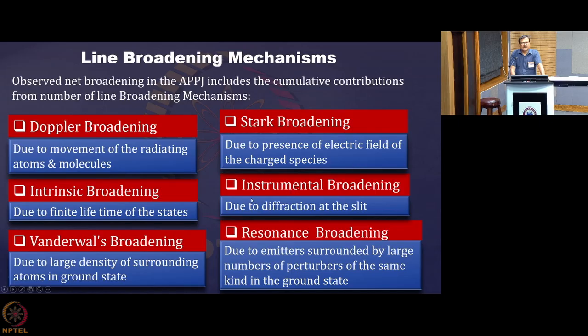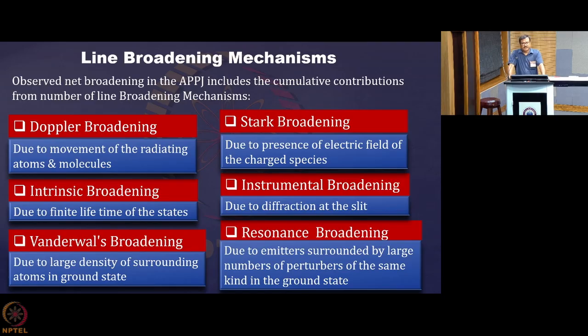species. And then instrumental broadening, this is specifically due to the diffraction at the slit that is happening, and there is resonance broadening. So you get a broadening due to emitters surrounded by a large number of perturbers of the same kind in the ground state. Okay, so one is emitting and it is surrounded by a large number of atoms of the same type but in the ground state. That causes the resonance broadening.